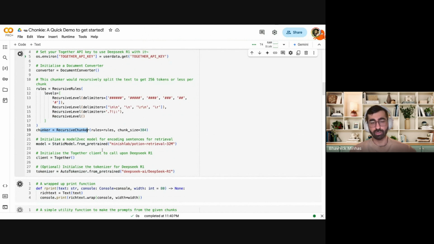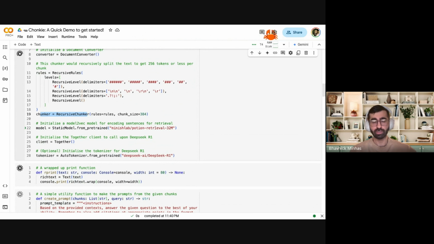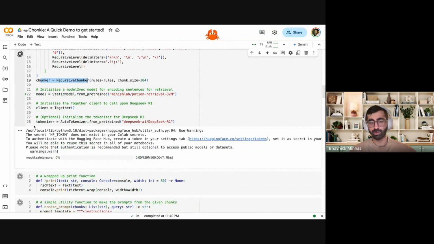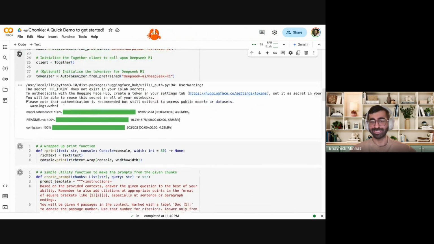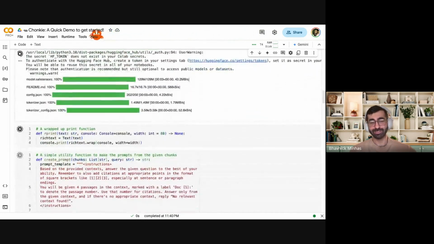We end up using a static model, which is, again, Minish Labs static embedding model that just came out a few days ago. And it's pretty good for retrieval. You should check that out. And we use a DeepSeek R1 tokenizer because we use DeepSeek R1 for this example.